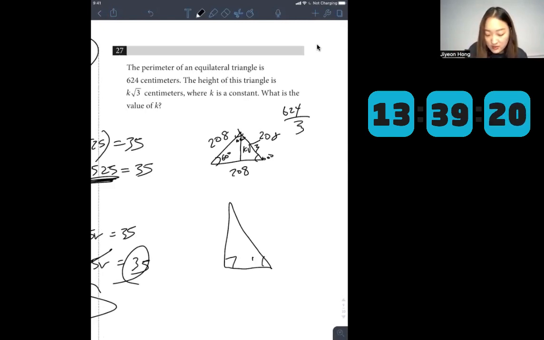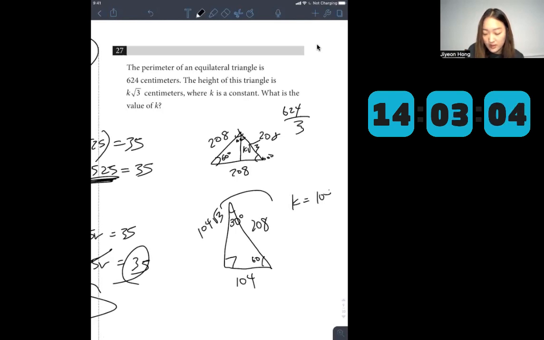And so we have 60 degrees here. We just cut it in half. So this is 30 degrees. The 208 divided by 2 becomes 104 here, and this is still going to be 208. So this is a typical 30, 60, 90 degree triangle. So the side that is across 60 degree is going to be 104 square root 3, meaning that the value of k is going to be 104.